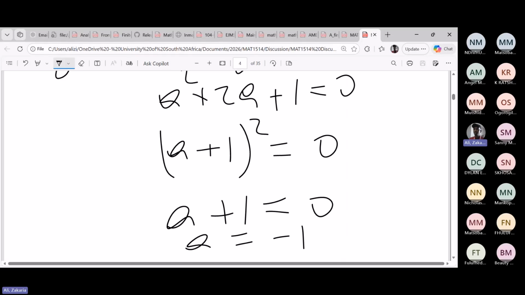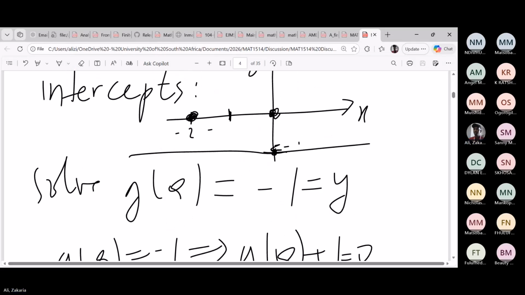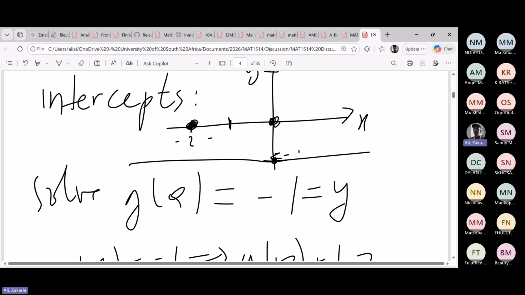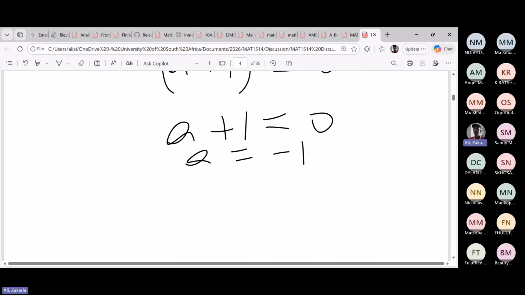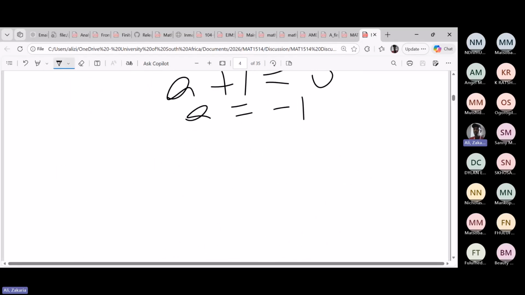And then if you come here, you want to sketch the graph. So you see, if you want to solve, let's say, g of a equal to -1, basically, what does it mean to solve g of a equal to -1? Another way of writing it is: find the value of a for which g of a equal to -1, if you want to look at it. So when you get a equal to -1, you substitute this inside.